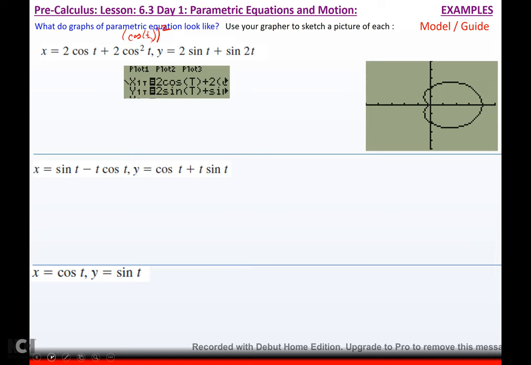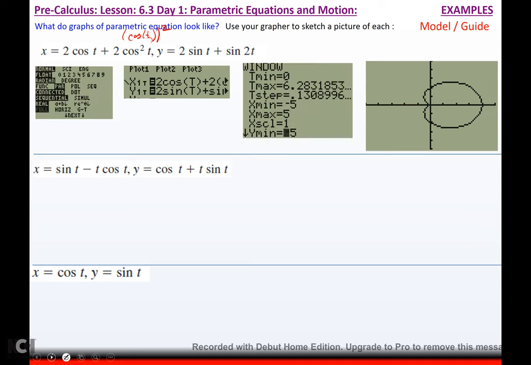Kind of looks like a sideways heart. That has a name, by the way, which we'll get into when we talk about polar coordinates. Anyways, if you didn't get that, play with your mode. I went back to radians and parametric, and my window, I went from 0 to 2 pi, counted by pi over 12s, and changed my x and y to negative 5 to 5 and counted by 1s. Okay, the next one, type it in.